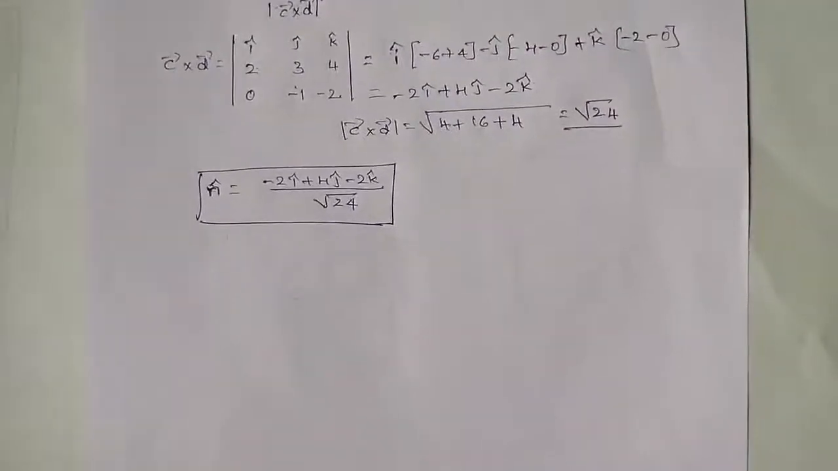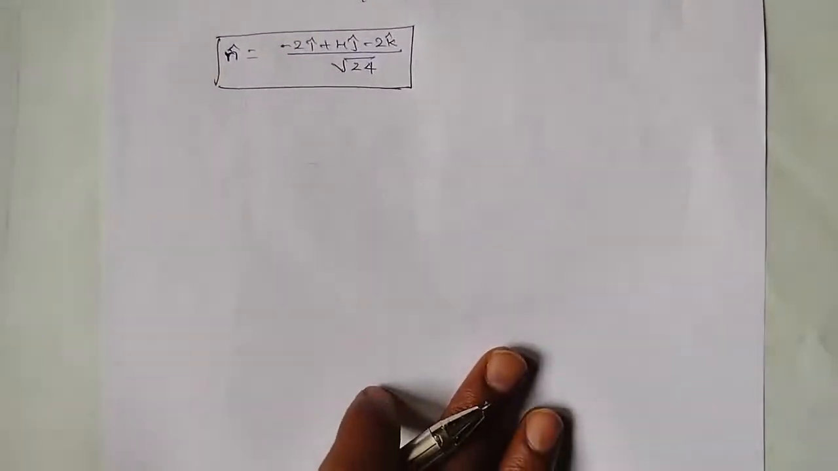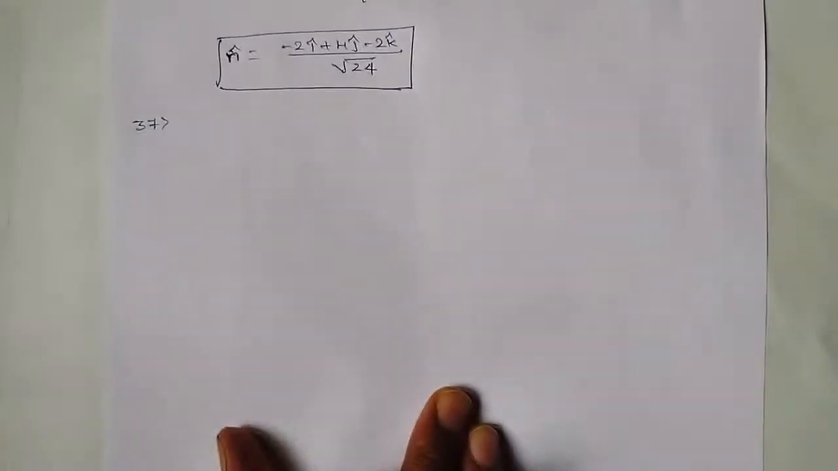Next, question number 37. The question is: find the distance between the lines r vector equals i plus 2j minus 4k plus lambda into 2i plus 3j plus 6k, and similarly the other line r equals 3i plus 3j minus 5k plus mu into 2i plus 3j plus 6k. Is it right?